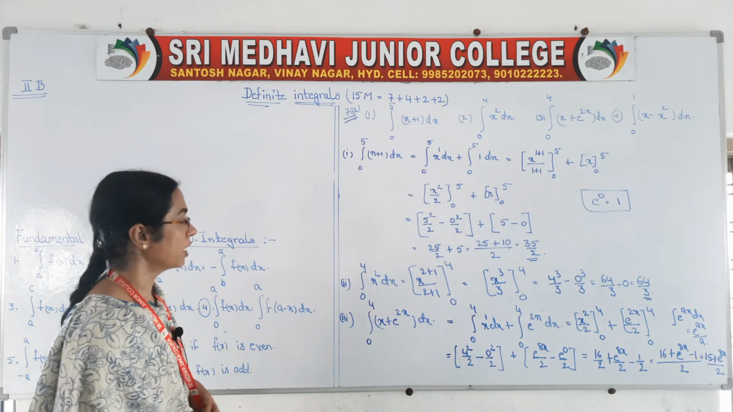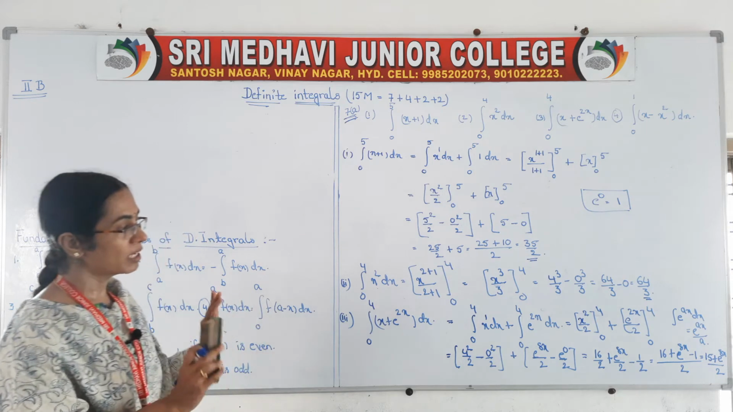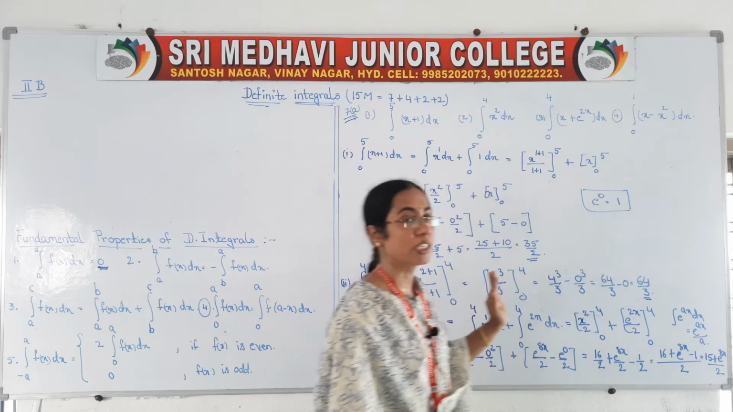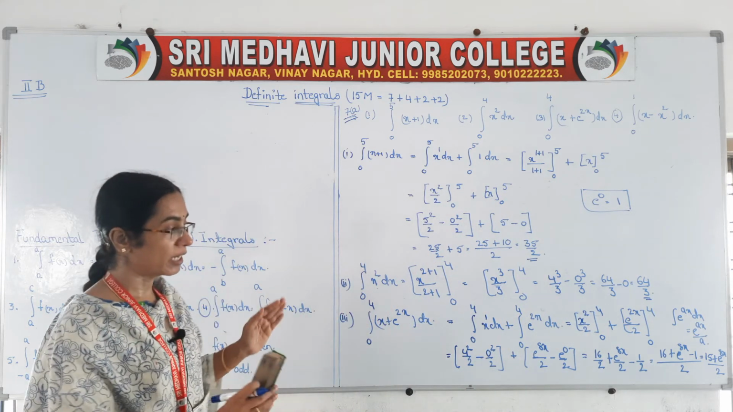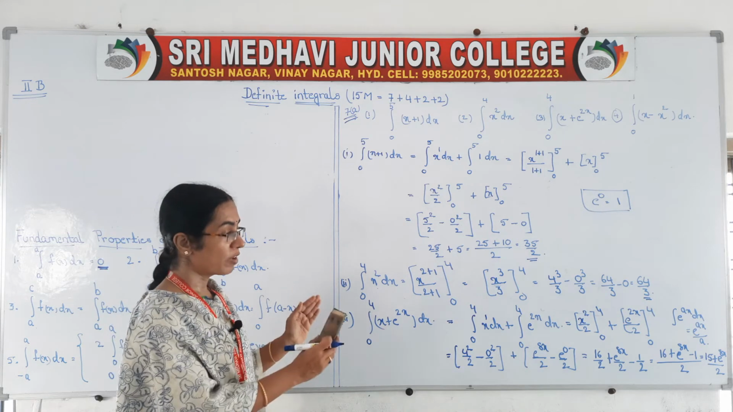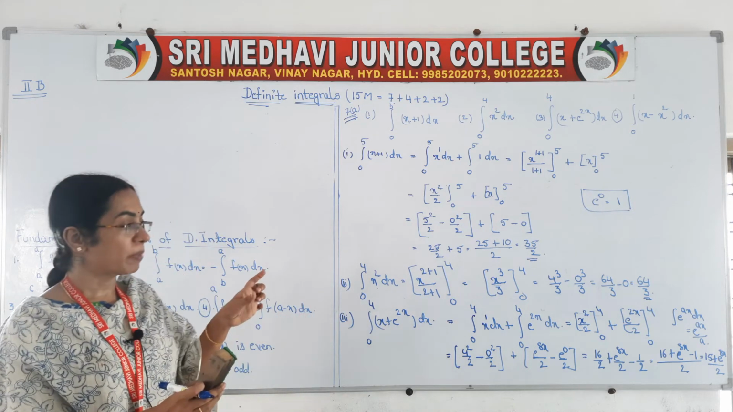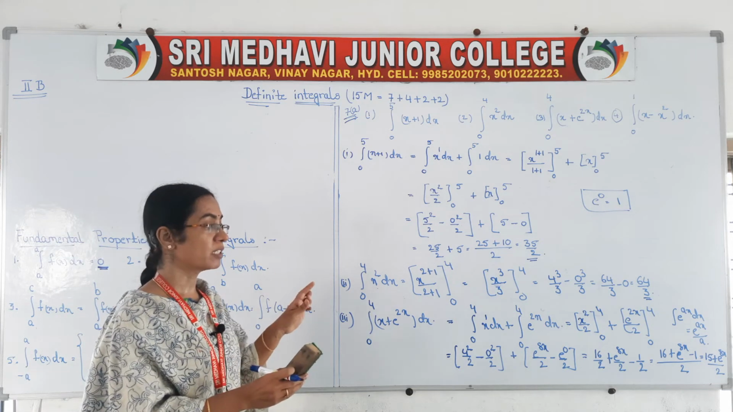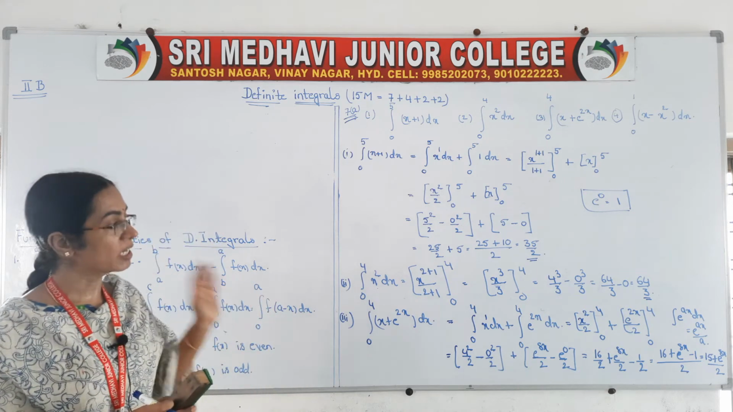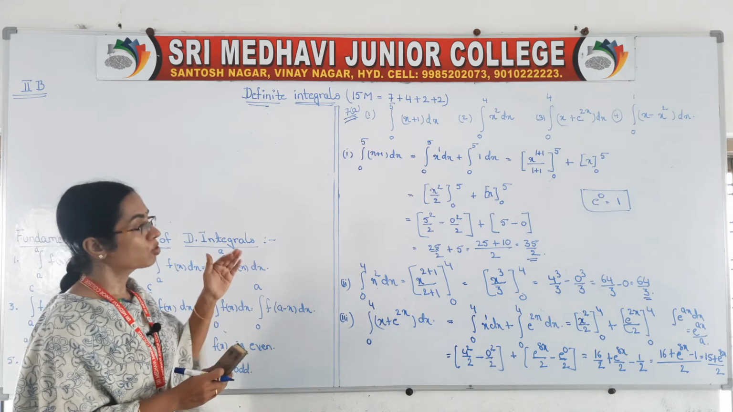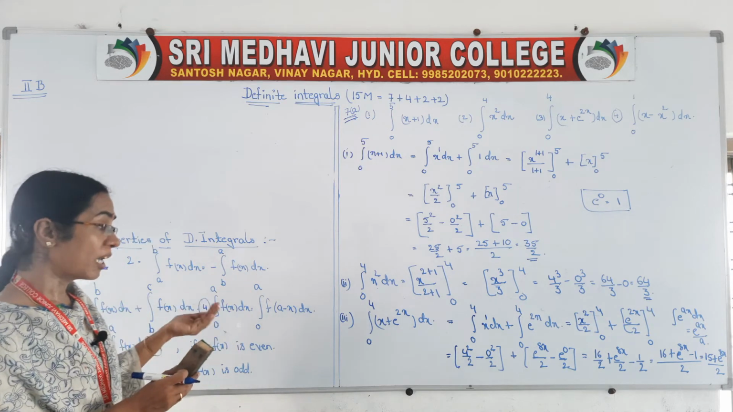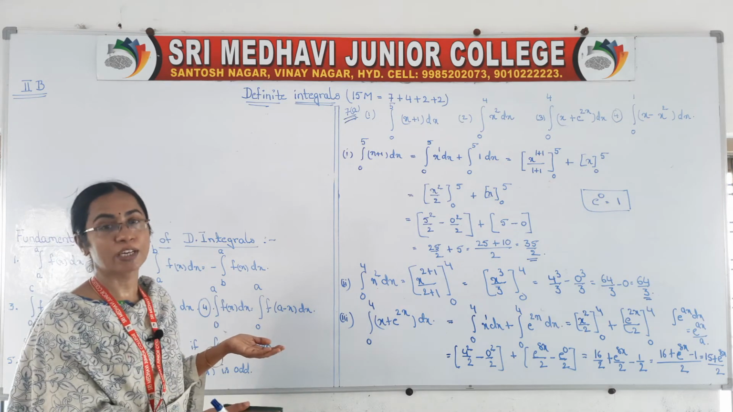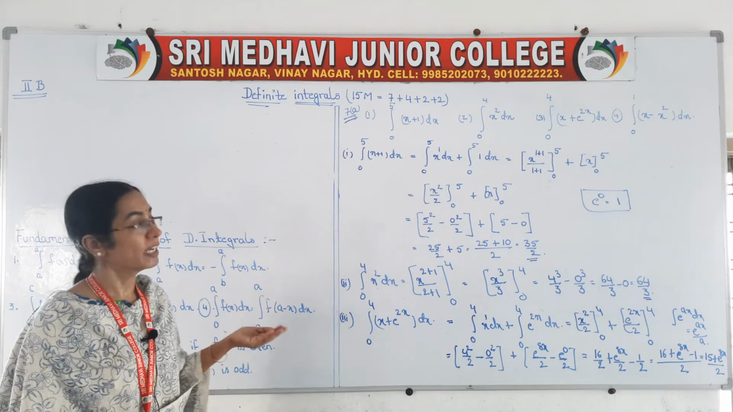So simple formulas: if you know the integral formulas, after that we just have to substitute the bounds. First the upper limit in the derived function minus the lower limit in the same function. In place of x, we substitute the upper limit, minus the same function with the lower limit in place of x. That is definite integrals. At the end we will get some definite value, and also we know from which place to which place we have to find that integral value. That's why it is called definite integral.